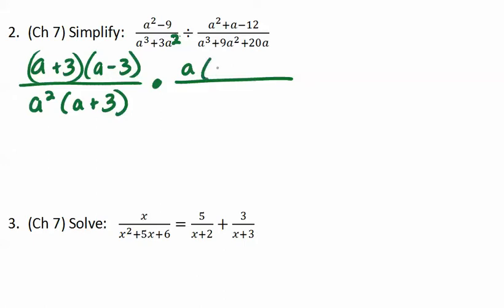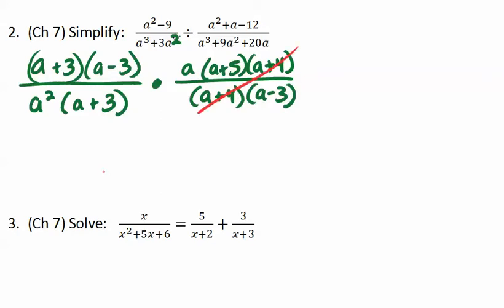And I think we can factor that as a plus 5, a plus 4. Does that work? And what used to be the numerator now is the denominator. And I can see that's an a plus 4, a minus 3. And this was kind of designed so quite a few things are going to cancel. A minus 3's, a plus 3's cancel. And this a cancels with one of those a's. So we've got an a plus 5 left in the numerator and just an a left in the denominator. Okay?